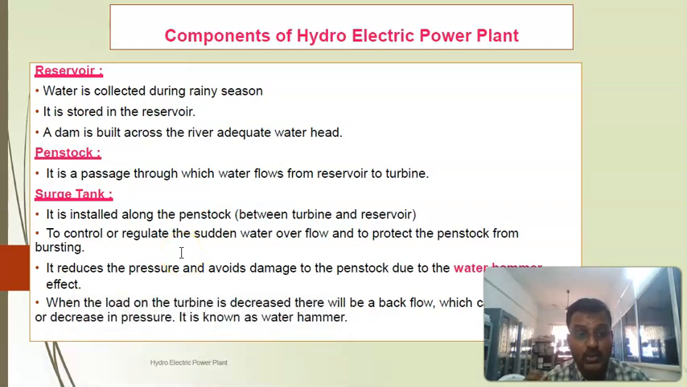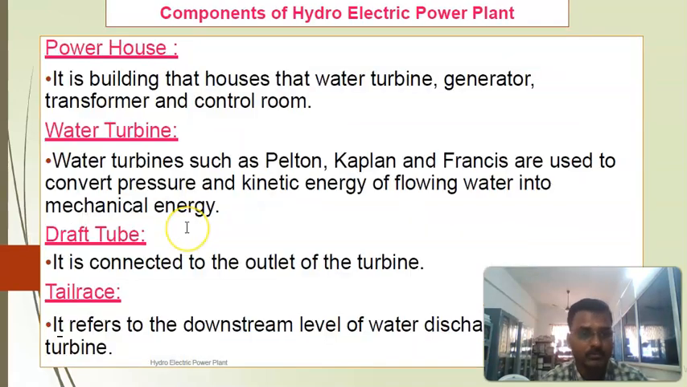While we use the surge tank, it avoids damage to the tank as well as the penstock, and it handles the water hammer effect. When the load on the turbine is decreased, there will be a backflow which causes an increase or decrease in pressure. Other components: the powerhouse, which consists of the water turbine, generator, transformer, and control. The water turbine will be a Pelton, Kaplan, or Francis turbine to convert the pressure into kinetic energy. The draft tube is used to connect the outlet of the turbine to the tail race, which refers to the downstream level of water discharge from the turbine.